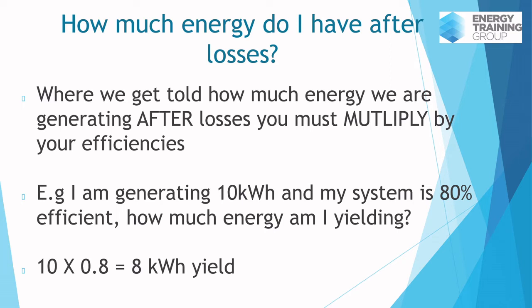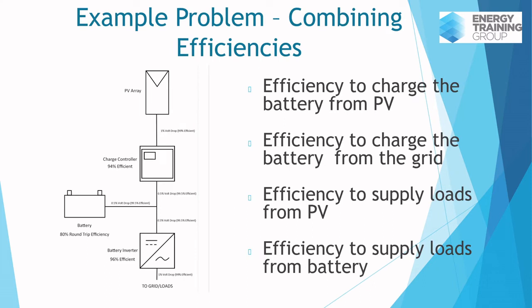So remember, when your number needs to get bigger, divide by efficiencies. When your number needs to get smaller, multiply by efficiencies.